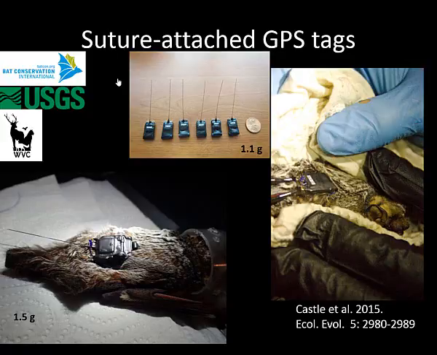So these GPS tags, they're tiny, but it comes with a price. They log the data, but if you want the data, you have to get the bat back with the tag. If you get the bat back with the tag, then you're able to download the data, send it another schedule of fixes, and recharge the battery. So that's great. You can let the bat go again with the tag still attached. But it goes back to that intensive field effort. We need to get the bats back.